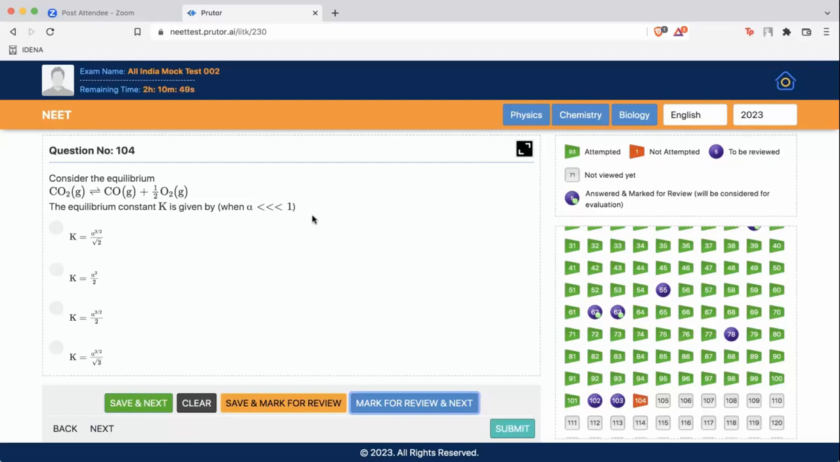We're saying this is 1 minus alpha, right? If we're assuming that, okay. Alpha into alpha by 2, to the power 1 by 2, divided by 1 minus alpha. Since alpha is very, very smaller than 1, we can take 1 minus alpha as 1. So alpha into square root of alpha by 2. So this is nothing but alpha to the power 3 by 2 by root 2.